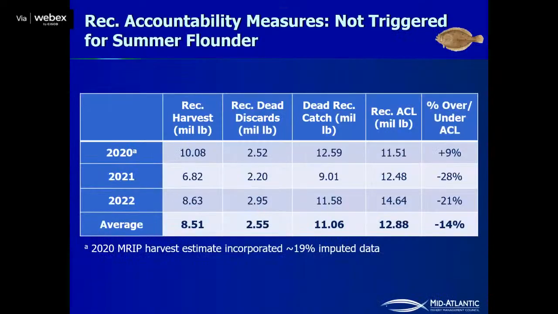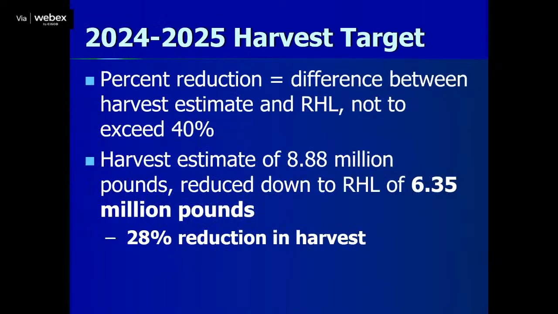So sometimes the recreational accountability measures, if they are triggered, can factor into the resulting harvest target. So I just want to point out quickly that the recreational accountability measures for summer flounder have not been triggered. As I mentioned, we've been under the limits in this fishery, and for the rec fishery, that includes being under the ACL in 2021 and 2022. So the average ACL for the last 3 years was not exceeded. So no accountability measures to deal with for summer flounder. Meaning we can just look at the harvest target for the next 2 years as the difference between the harvest estimate and the RHL not to exceed 40%.